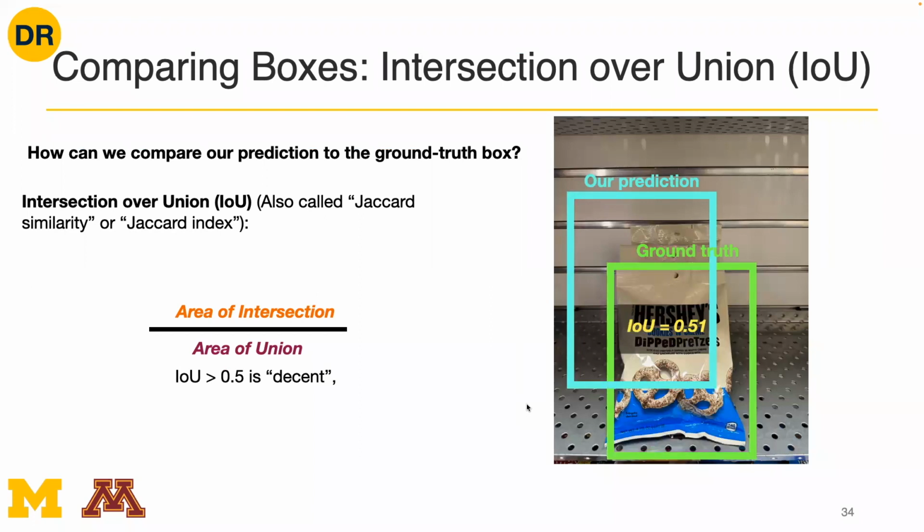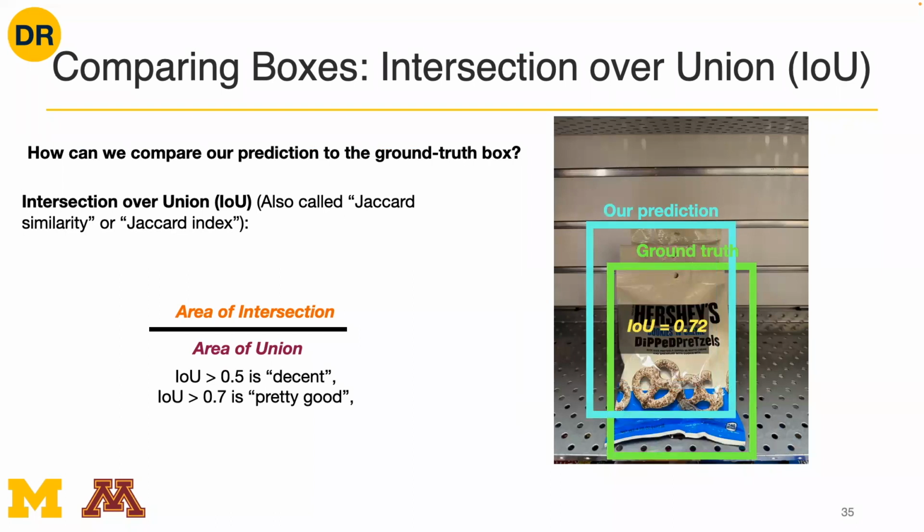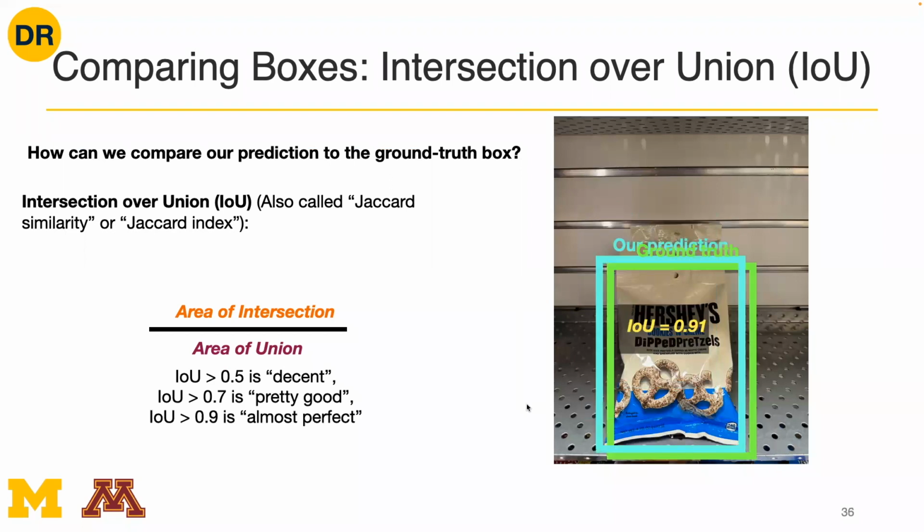As a general rule of thumb, having an IOU that's greater than 0.5 would be a decent prediction. It's certainly not perfect, but it's at least covering the object. Having an IOU that's greater than 0.7 would be considered pretty good, qualitatively, a pretty good detection. And anything that's over 0.9 would be considered an almost perfect detection. I'll also point out that viewing bounding boxes and thinking about the IOU can sometimes be a little bit deceptive, especially as you move further away from the almost perfect detections. So having a nice scalar measure is useful.